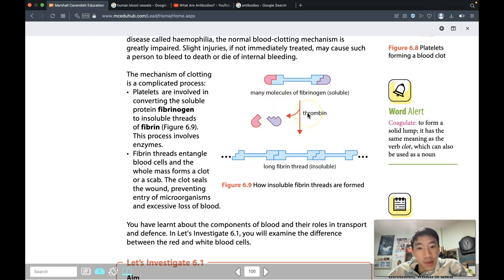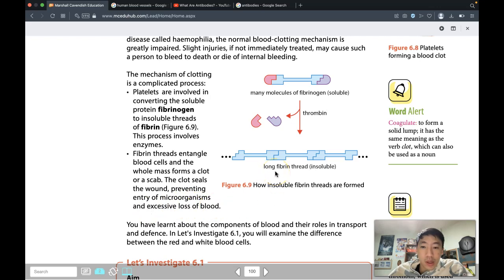Okay, you don't have to worry about enzymes. Just need to know that platelets basically start the process where fibrinogen is converted into fibrin. Then the fibrin would entangle your blood cells, and this whole mess would form a blood clot. The blood clot will seal the wound, and it will prevent the entry of microorganisms and excessive loss of blood.